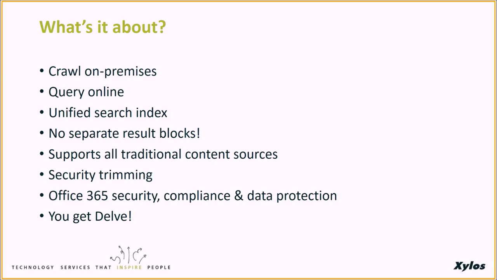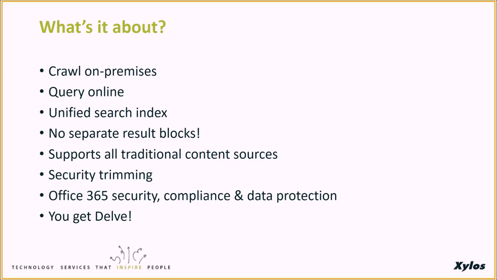And because it's a unified index, all the new innovations like Delve and everything will just work. And you will have no separate result blocks anymore because they're all coming from the same data source. It's all in the same index. It supports all the traditional content sources, so it supports SharePoint, but it also supports things like file shares. You can index your on-premises file shares if you've got millions and millions of them and don't care about the size of the index anymore on premises and how much storage you have to provision, and you don't have to accommodate for all this growth. You can just send those index results to SharePoint Online and store them there. That's a really compelling scenario, for example, for archival situations.